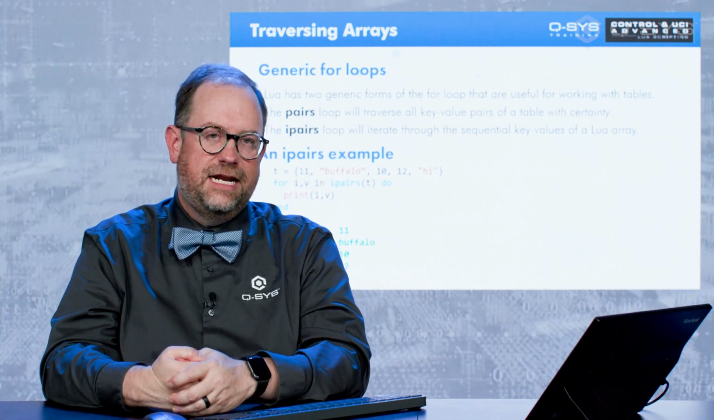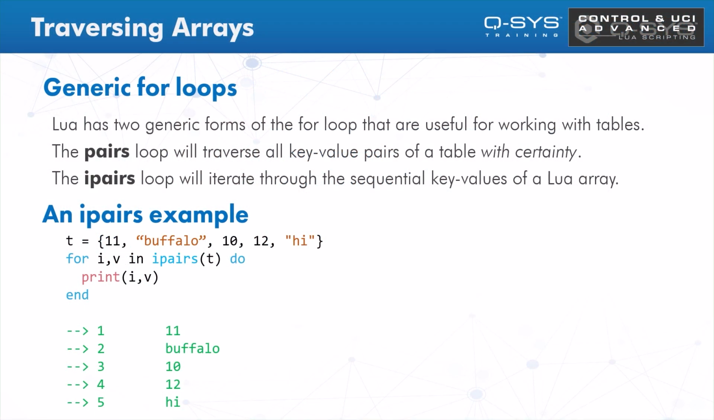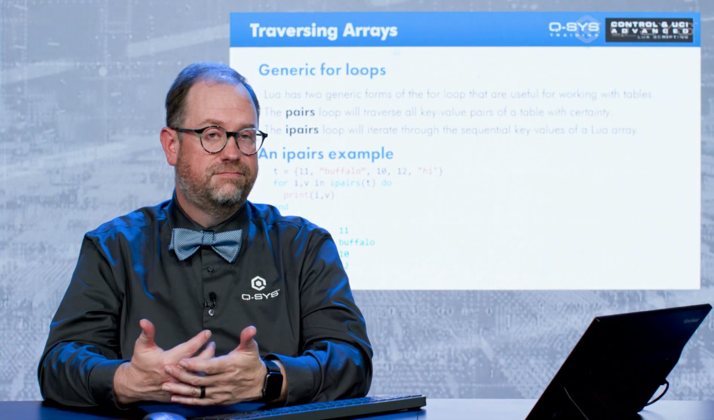And so let's look at an example. And this is the last one before we dig in, I promise. The table T is equal to 11, comma, buffalo, comma, 10, comma, 12, comma, hi. And then here's the syntax. For i, comma, v in ipairs on the table T, do the following: print i, comma, v. Now, what is i? What is v? i is the index key. v is the value.